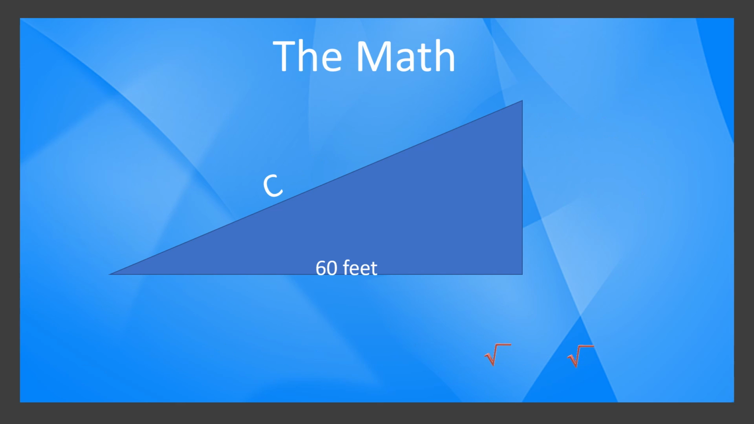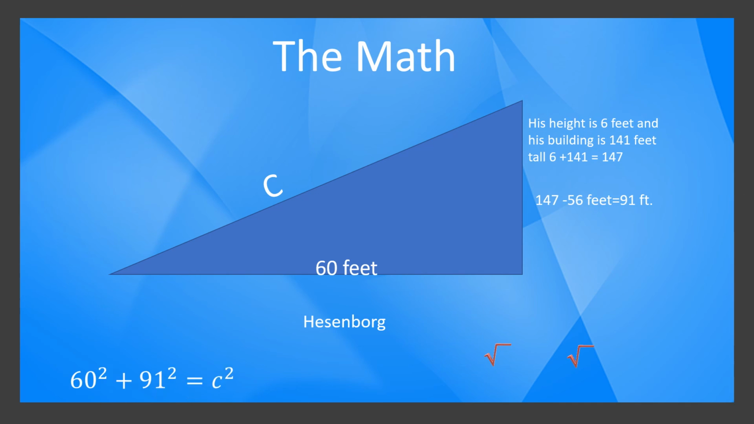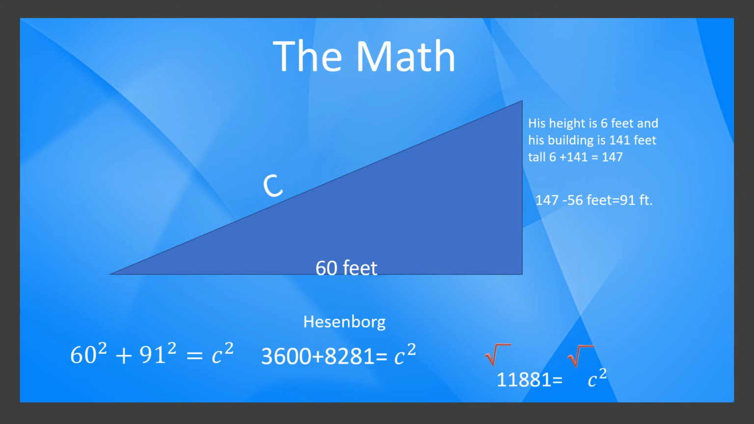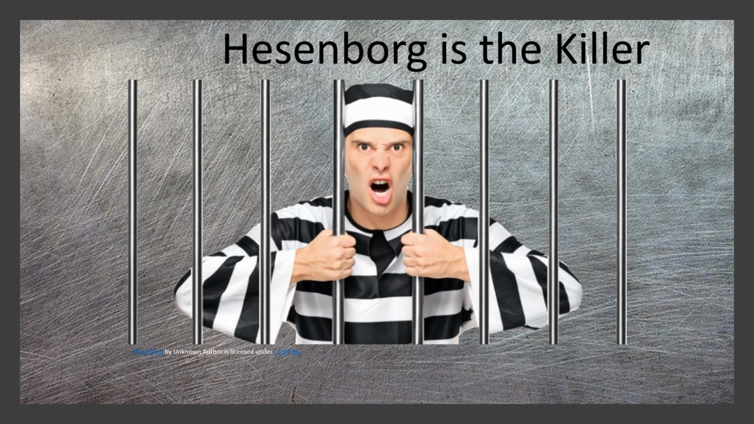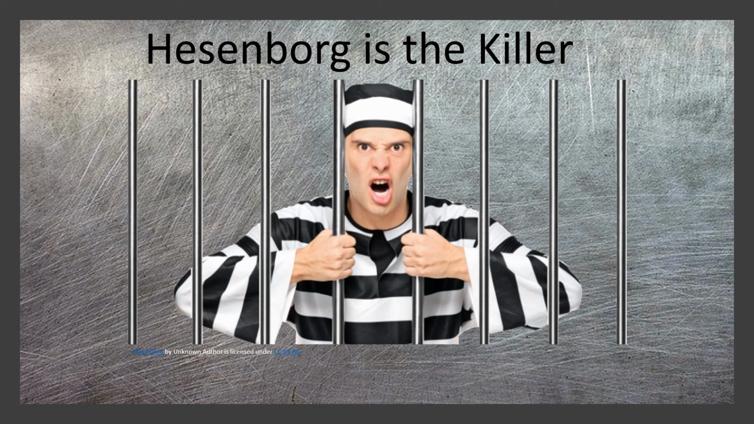Here is the math for Hessenborg. His distance is 109 feet. Hessenborg is the killer.